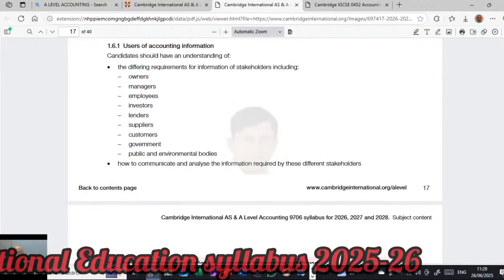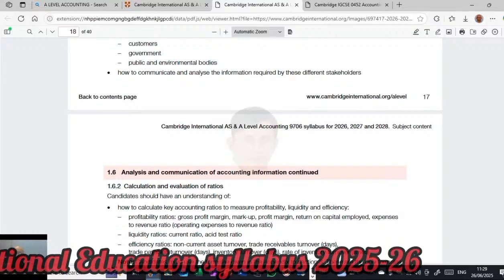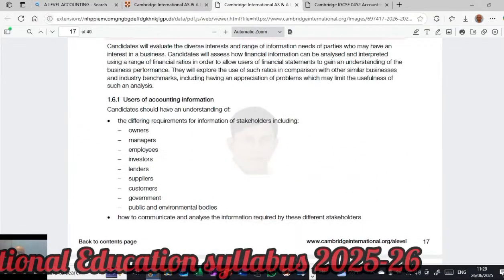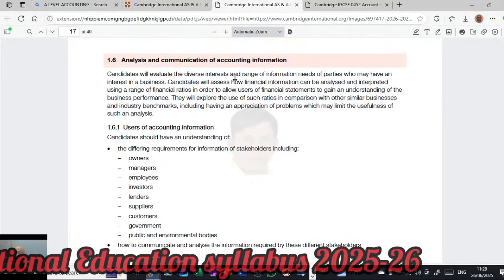We'll be using calculation and evaluation of ratios. Here you can see, candidates will evaluate the diverse interests and range of information needs of parties who may have an interest in the business. Candidates will assess how financial information can be analyzed using a range of financial ratios in order to allow users of financial information to gain an understanding of the business performance. They will explore the use of such ratios in comparison with similar businesses and industry benchmarks, including an appreciation of problems which may limit the usefulness of such analysis.